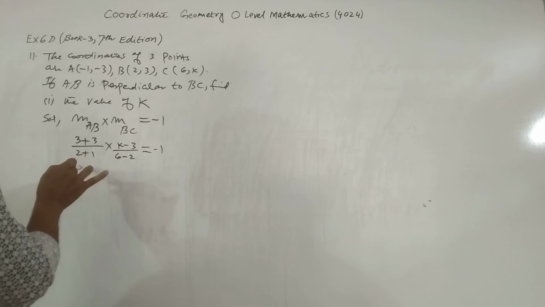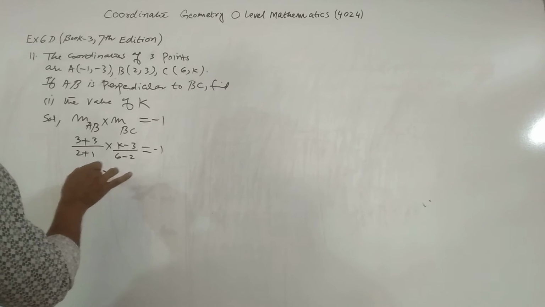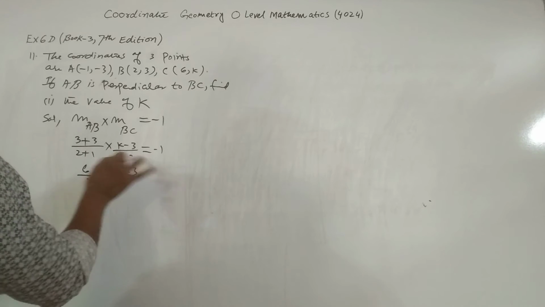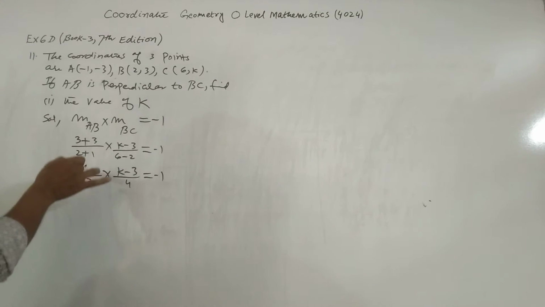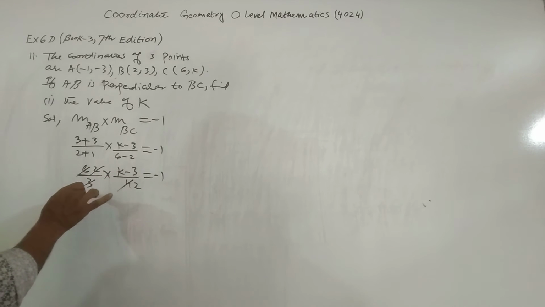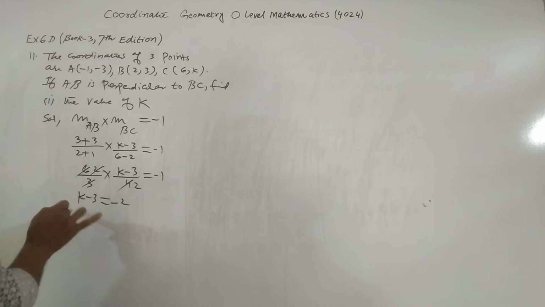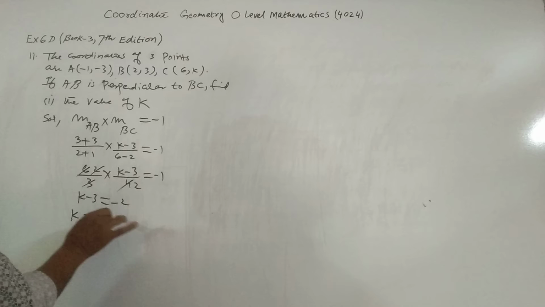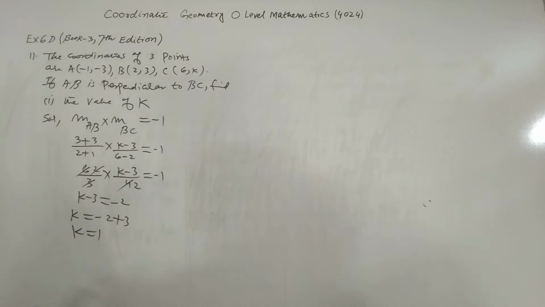3 plus 3 is what? 6. 2 plus 1 is 3. Multiplied by (k minus 3) upon (6 minus 2), which is 4. 3 1s are 3, 3 2s are 6, and this 2 cancels with this 4. So k minus 3 multiplied by minus 1 should be minus 2. k is equal to minus 2 plus 3. k is equal to 1. So this is the answer of part 1.